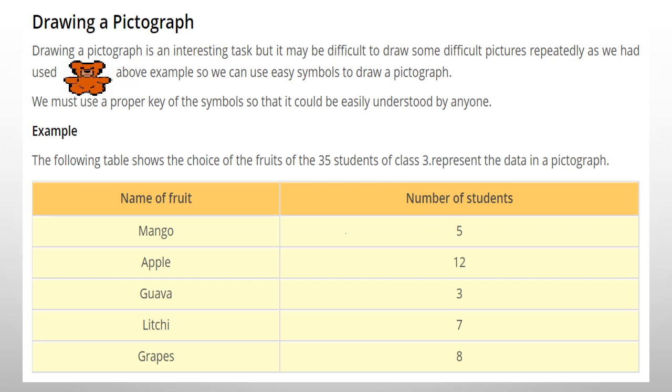Let us take a simple example. The following table shows the choice of fruits of 35 students of class 3. Represent the data in the pictograph. So they have given some data, children. Let us see how to represent this data in the form of a pictograph using pictures or symbols. See, name of the fruit and number of students. Mango, 5 students. Apple, 12 students. Guava, 3 students. Lychee, 7 students. And grape, 8 students.